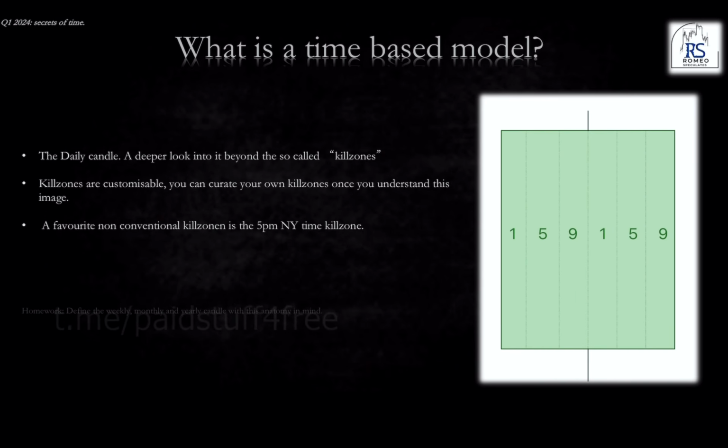This is a look at the daily candle beyond the so-called kill zones. The daily candle has 6 4-hour candles, hence the importance of the numbers 159, 159. And this is something I've hinted at before, and I've spoken about in the previous private group, which was level 2, Time and Turtle Soup, which you can find on the website.